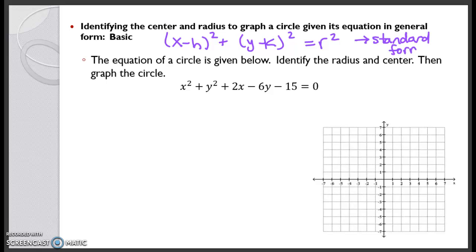So we need to be able to get this into standard form. So the first step is going to be to isolate the x's together and then isolate the y's together. Then everything else we're going to put on the right hand side. So let's add 15 because that doesn't have an x or a y in it to both sides. So this becomes 0 and then we're left with 15 on the right hand side.